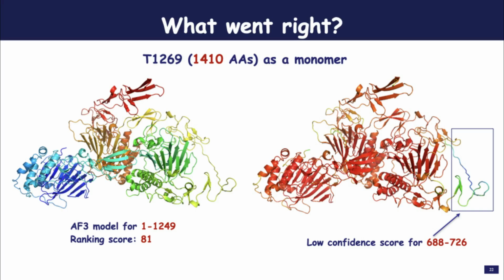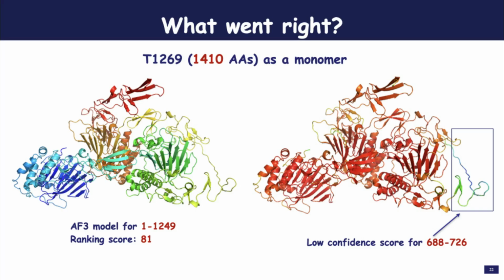So let's take a closer look at this target. When you submit this target to AlphaFold 3, you will get this model, colored from N terminal to C terminal. Of course, we remove the disordered region at the C terminal. We just submit this region, and you get a model with a ranking score of 81. The problem is not this region, which is perfect. The problem is with the region between 688 to 722, 726.